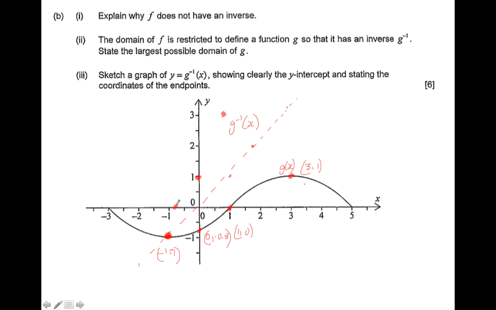So we've got a sense of how to construct this: curvature one way, and then a point of inflection, then it curves the other way. So that would be the inverse function g to the minus 1 of x.